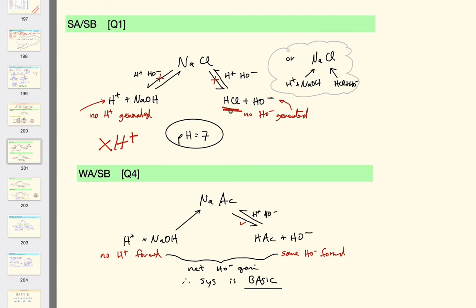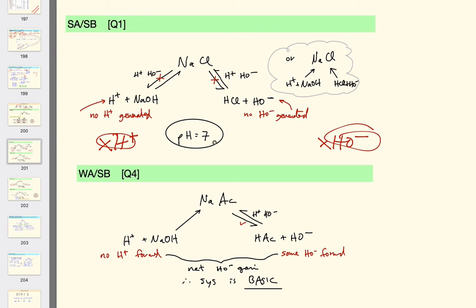Because this is a strong acid, and by definition strong acids dissociate 100%, this is a one-way arrow. If this is 100%, this is 0%. So this doesn't happen, so there's no hydroxide generated. If you've got none of these and none of these, you're not generating an excess of H+ from this, and you're not generating an excess of HO minuses from this. They exactly cancel each other out. None of these is formed, so the pH remains 7.